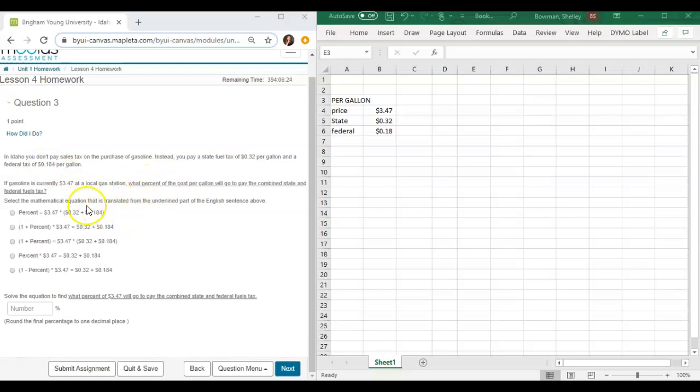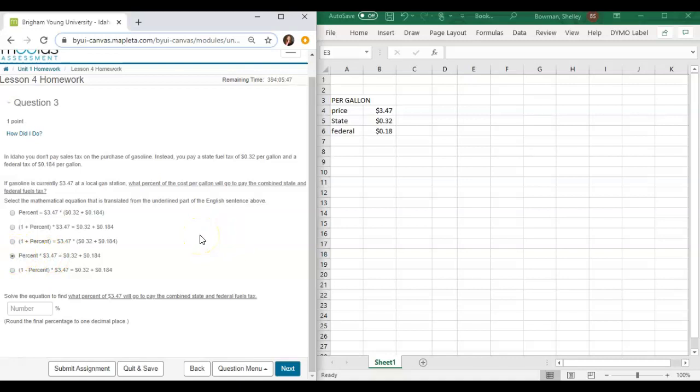So we have percent. Okay, so I have two over here that start with percent, the first and the fourth. So let's move to the next part, meaning multiply. This one has equals, and this one has multiply. So far this one down here as option number 4 is looking the best, but we're going to keep going just to make sure. The next part of the sentence says will. Will is our future tense of the word is. So we move to here. That is an equal sign. Combined state and federal fuels tax, which we are adding together. So this is our equation right there.